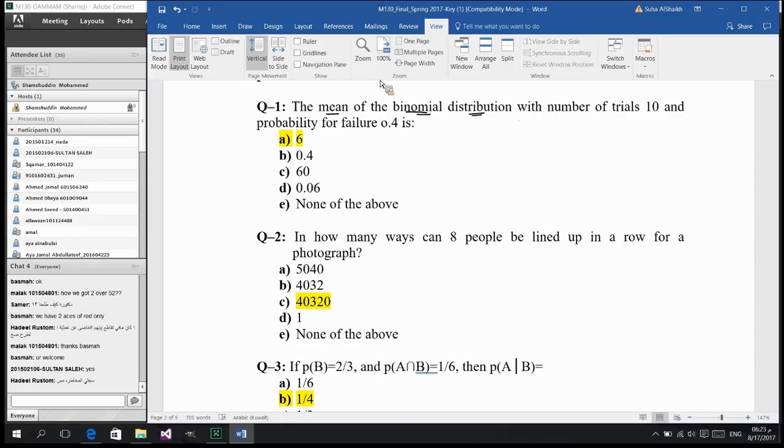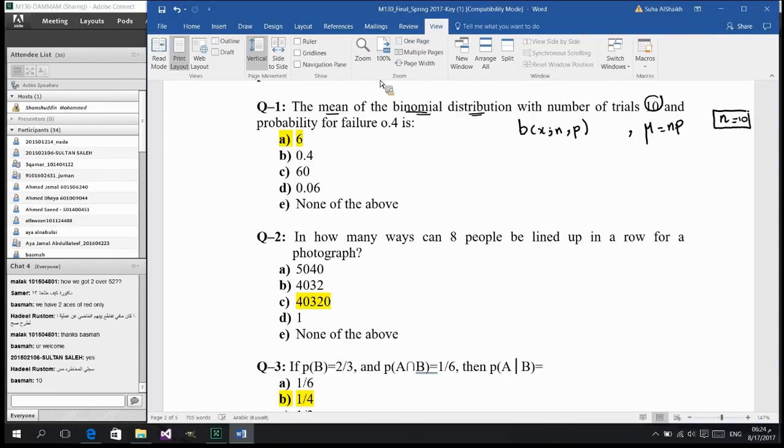Do you remember the binomial distribution? The binomial of x, n, and p. X is the number, n is how many trials I have, p is the probability of the success. Right or not? They are asking me to find the mean. The mean in that case is n times p. So the mean of binomial distribution, number of trials is 10. So my n is 10, okay?